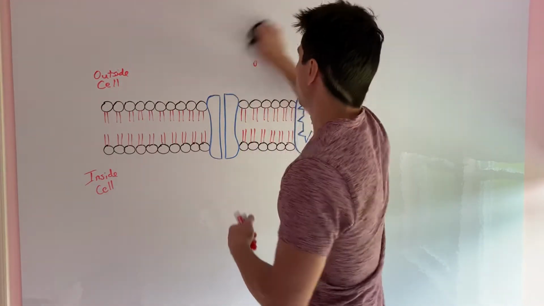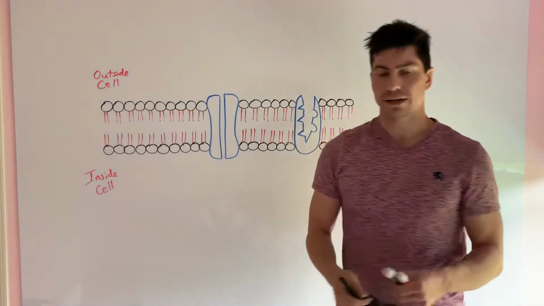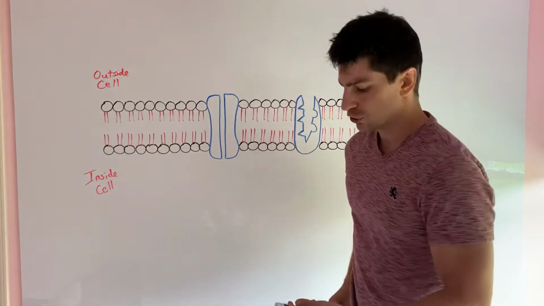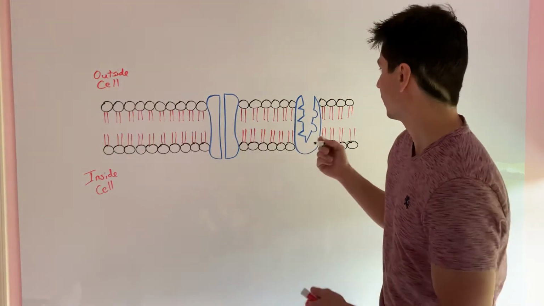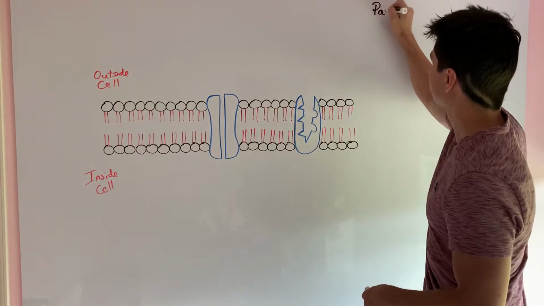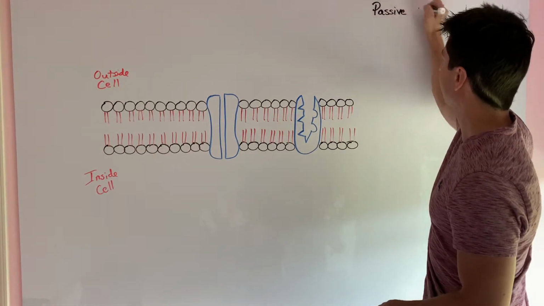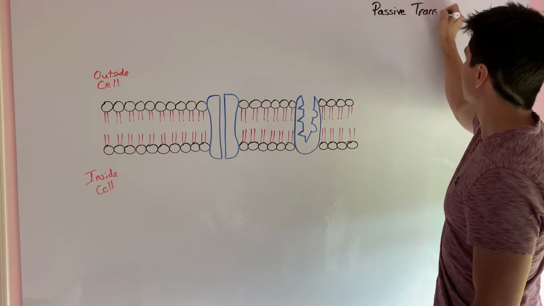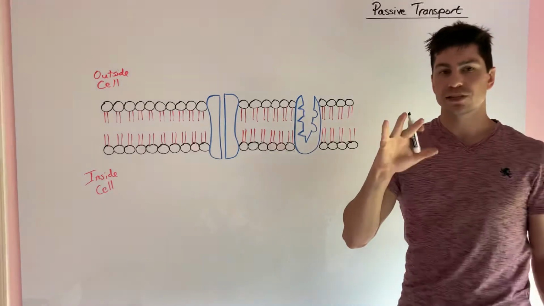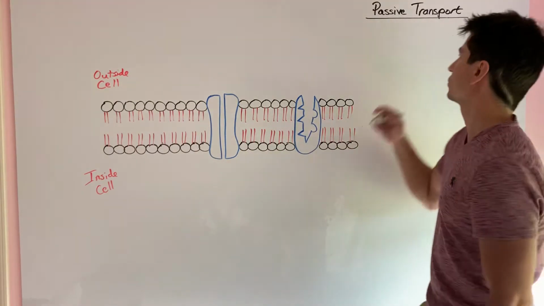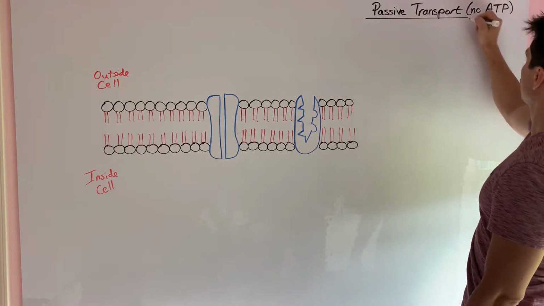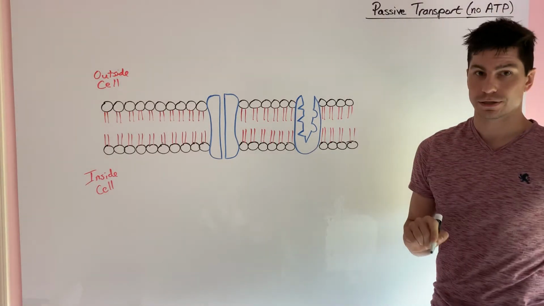When we are doing cell membrane transport, in other words, bringing things into the cell or things leaving the cell, there are 2 terms we have to talk about. The first one is going to be passive transport. What we mean by passive transport is that it does not require energy to occur. In other words, no ATP is needed for this.